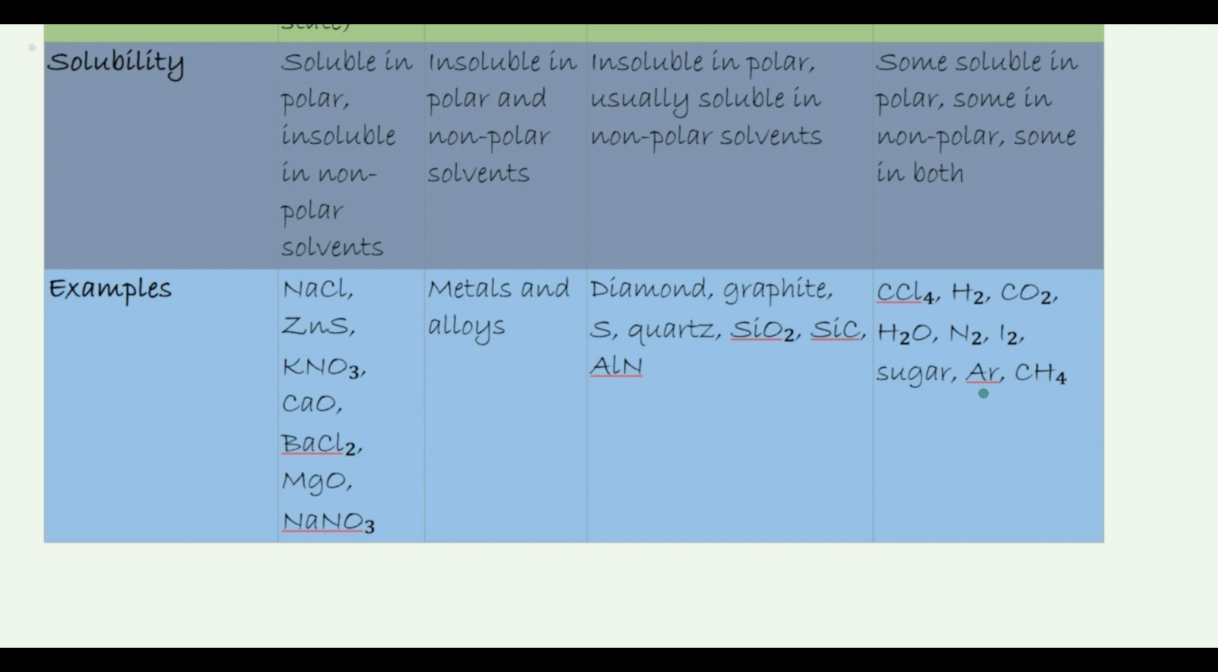It's so flexible. Examples. If you remember the example, the properties will be cakewalk to you. For ionic solid, think about the examples of ionic bonds. NaCl, ZnS, calcium hydroxide, magnesium chloride. And the metals, think of iron, zinc, copper, nickel.